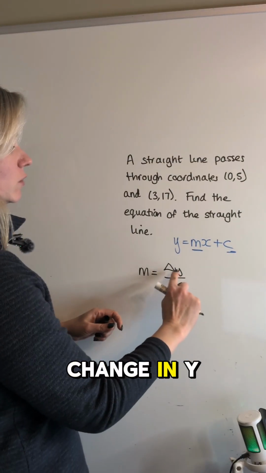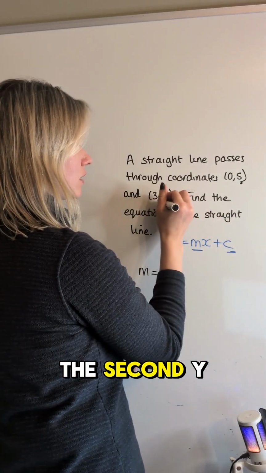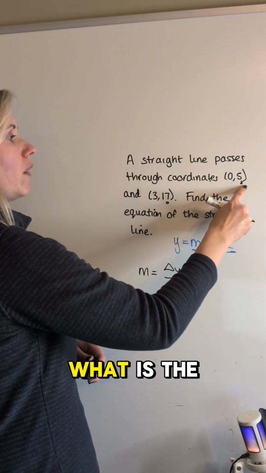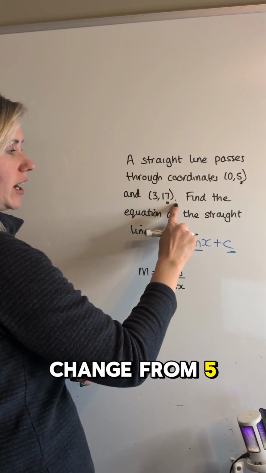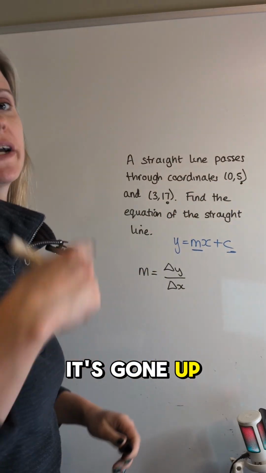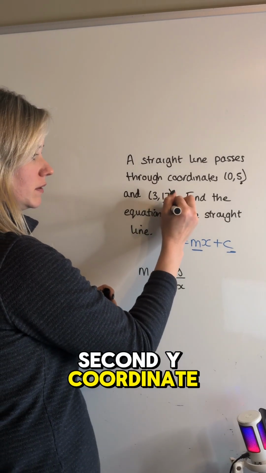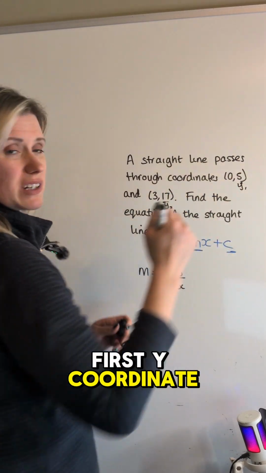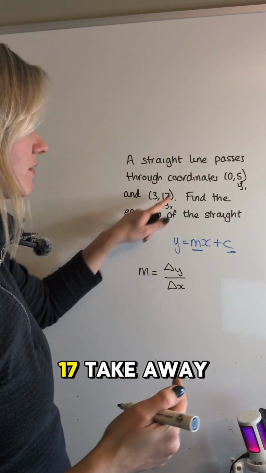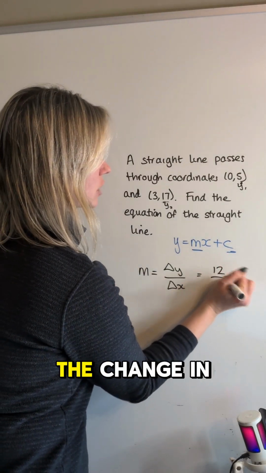Now, the change in y, well, let's think about this. The first y coordinate is 5, the second y coordinate is 17. What is the change from 5 up to 17? How have we gone from 5 to 17? It's gone up by 12, hasn't it? And we can basically do the second y coordinate, take away the first y coordinate as another way of working that out. 17 take away 5 is 12. So 12 is the change in y.